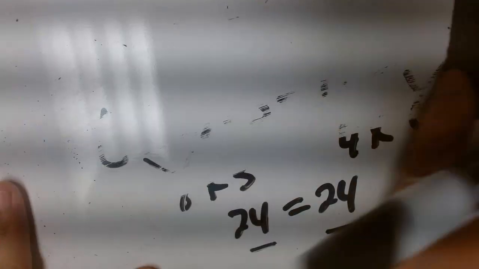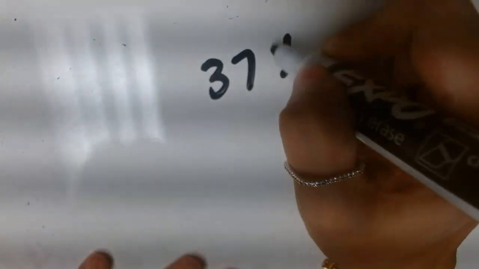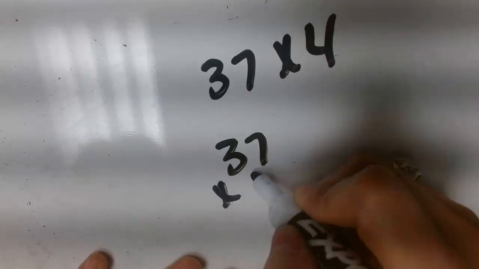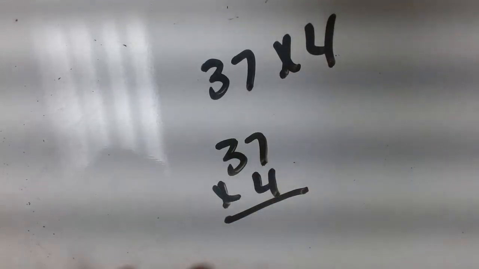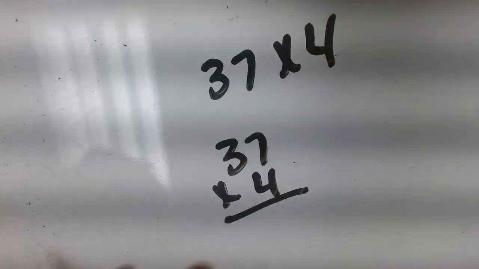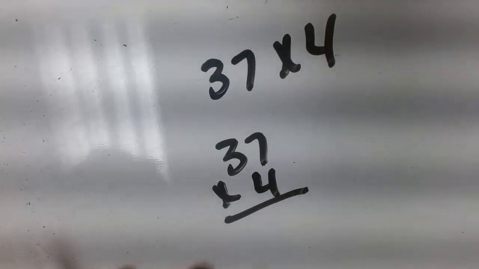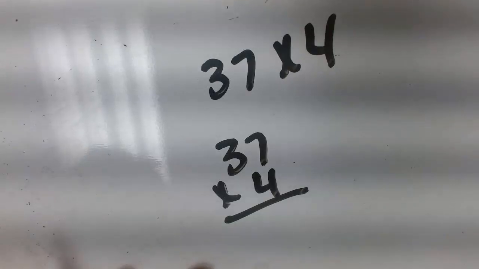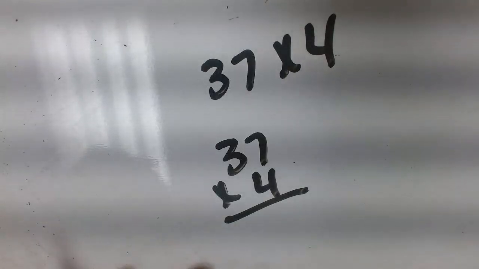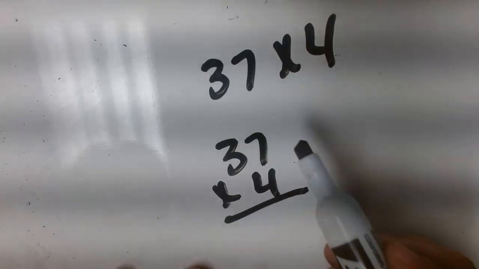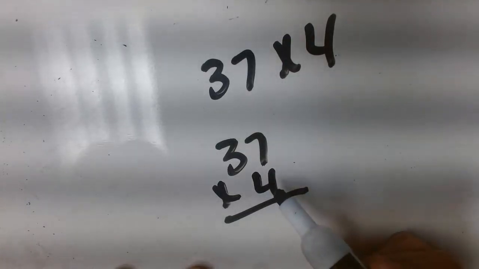Now when we look at multiplying, you know how we lined up our whole numbers? Let's say that it is asking us to multiply 37 times 4. So when you multiply 37 times 4, you'll line it up like that. And then 7 times 4 is 28, right?